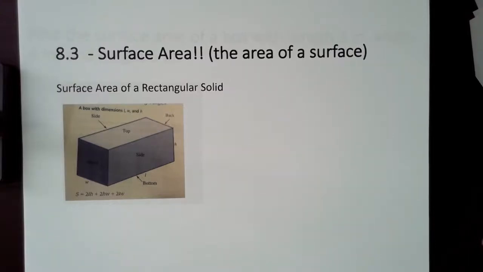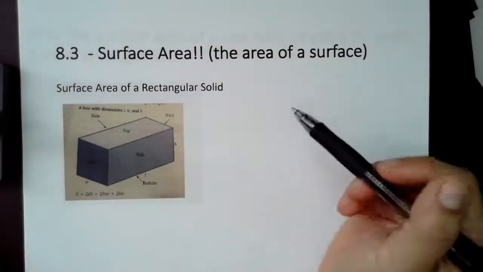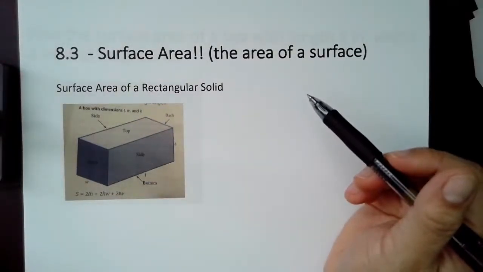It's helpful, let's say for instance, if you want to know how much wrapping paper you need to use to wrap a box, or there are many applications for this. So let's get into it here. Here we have what's called a rectangular solid, because it consists of rectangles. And when we want to find the surface area of this, what exactly are we doing?